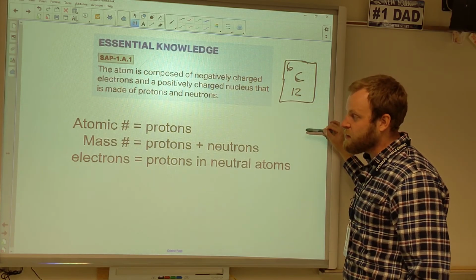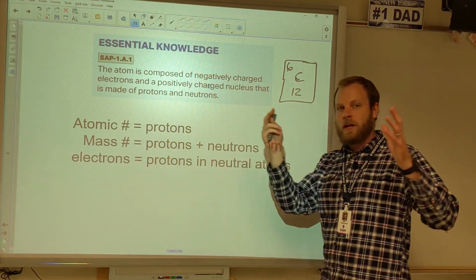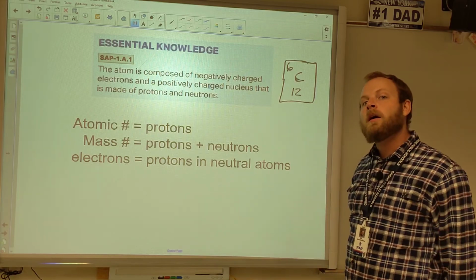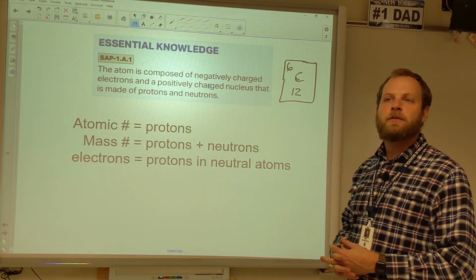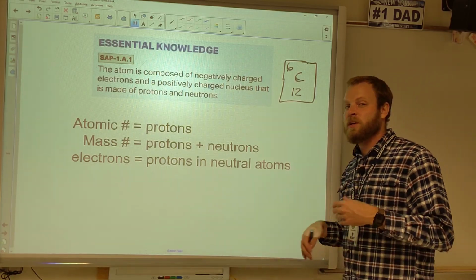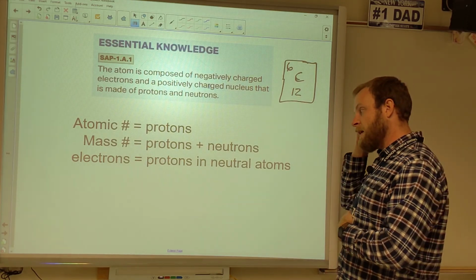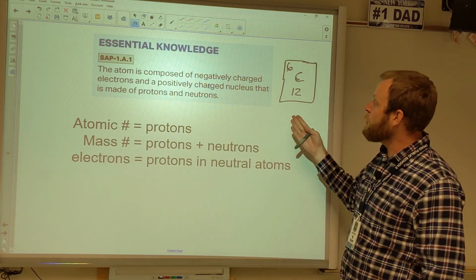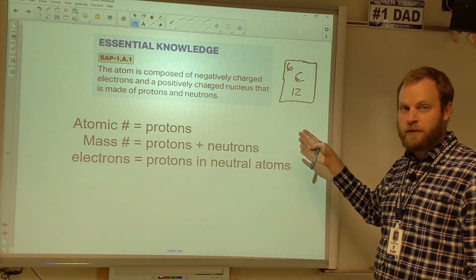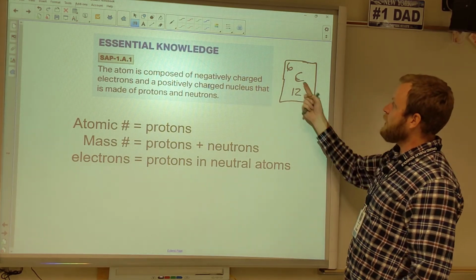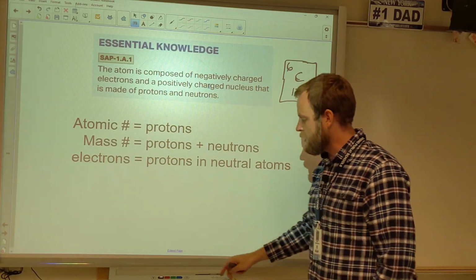But if this number is not a whole number, then it's an average mass. It works for individual isotopes, but if you look at all of the atoms in the universe of that element, it's not going to be a whole number, because if you average two whole numbers, usually you're going to get a number that has a decimal in it. And electrons equal protons in neutral atoms. So if carbon does not have any charge, if it's not positive or negative, it's going to have 6 protons and 6 neutrons. Just know that.